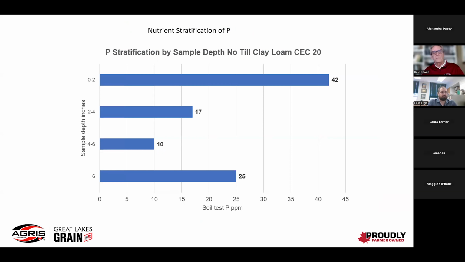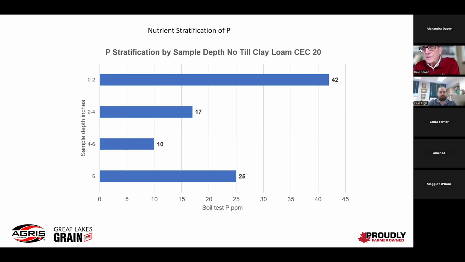An example of phosphorus stratification. This is from a no-till clay loam where the fertilizer was broadcast in the fall and not incorporated. It's a number of years ago. So you see that top 2 inches at 42 parts per million, the next 2 inches down at 17, the final 4 to 6 at 10, and then a normal 6-inch sample is 25 ppm.